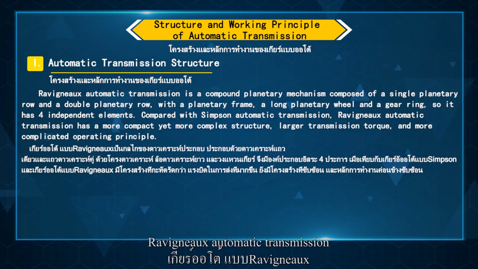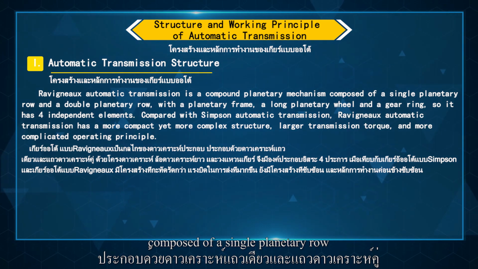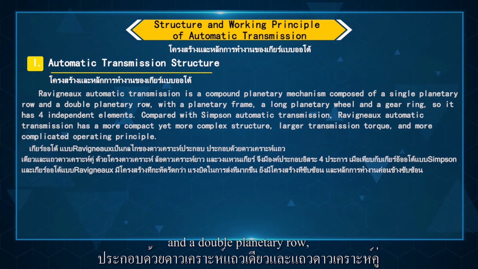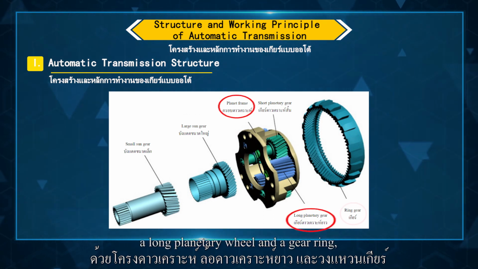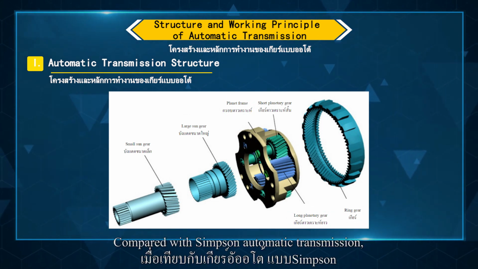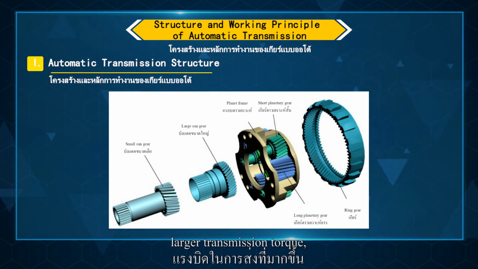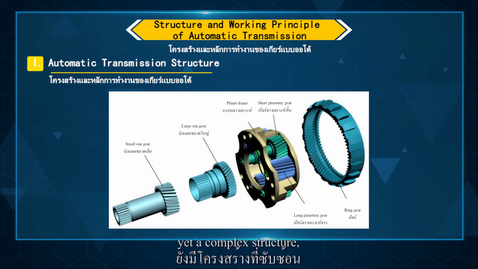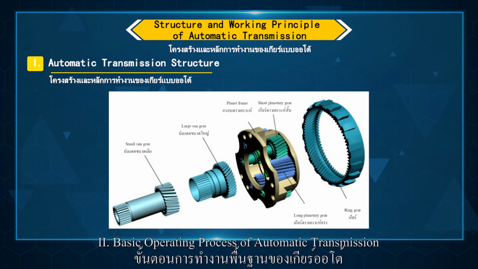Ravenix automatic transmission is a compounded planetary mechanism composed of a single planetary roll and a double planetary roll, with a planetary frame, a long planetary wheel, and a gear ring. So, it has 4 independent elements. Compared with Simpson automatic transmission, Ravenix automatic transmission has a more compact structure, larger transmission torque, yet a complex structure and complicated operating principle.